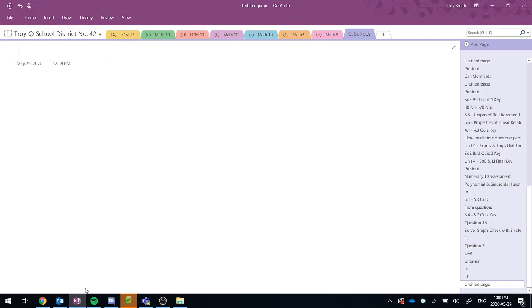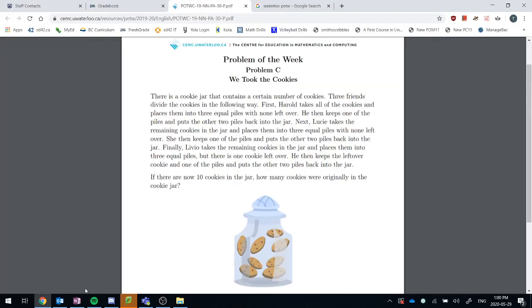Hey everyone, so we're going to take a look at the solution today of the problem that I posted at the start of this week. So it was the cookie problem. Just to go over it, there was some cookie jar and it had some initial amount of cookies, and that's what the problem is asking us to find. We want to find the initial amount of cookies that was in the jar.